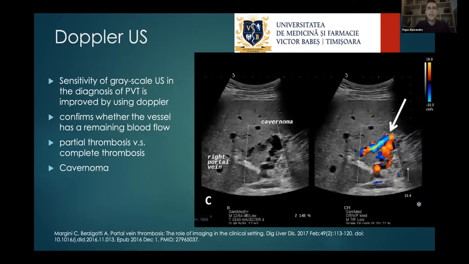The sensitivity of grayscale ultrasound in the diagnosis of portal vein thrombosis can be improved by the use of Doppler ultrasound. Therefore, when Doppler ultrasound is available, we should use it, because it can confirm whether the vessel has a remaining blood flow. So it helps us to know if we are looking at a partial thrombosis or a complete thrombosis. Also, Doppler ultrasound helps us characterize the cavernoma, which I talked about before, that develops in chronic portal vein thrombosis and looks like multiple tortuous vessels, seen here in the image.